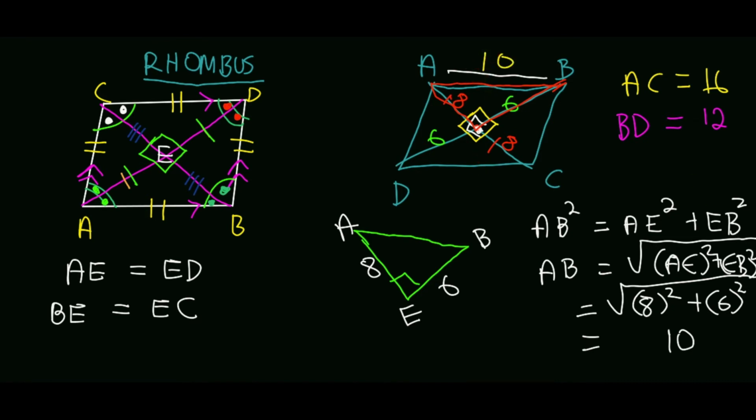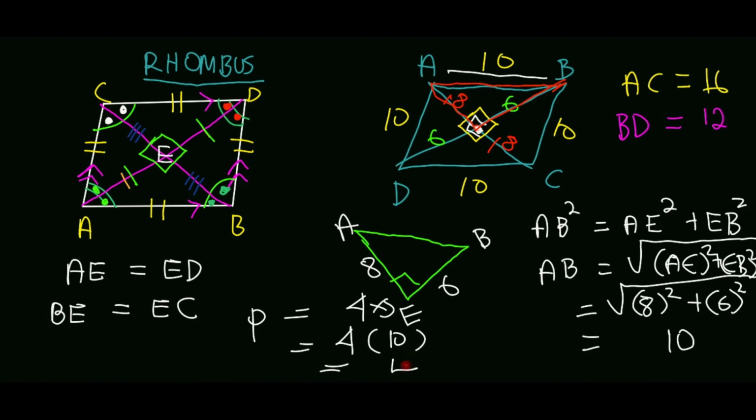And then remember, for a rhombus all sides are equal. So even this is 10 and this is 10. So from there, finding the perimeter, we know P is equal to 4 times S. So this is 4 and this is 10, and 4 times 10 is 40. So this is the perimeter. So that's it about this rhombus.